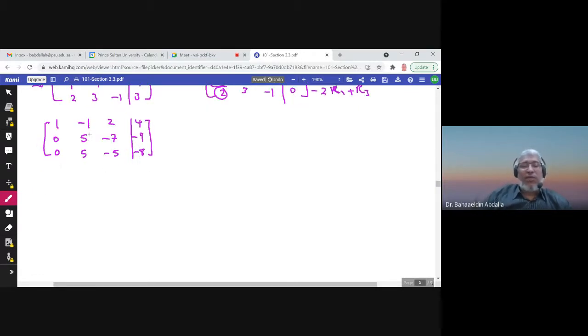Now I need to go to column 2. I need this number to be 1. So how to make it 1? If I divide by 5, I cannot interchange with row 3 because there is no 1 here. Okay, so if I divide by 5, I will get here negative 7 over 5, negative 9 over 5, and I don't want to deal with fractions unless it's a must.